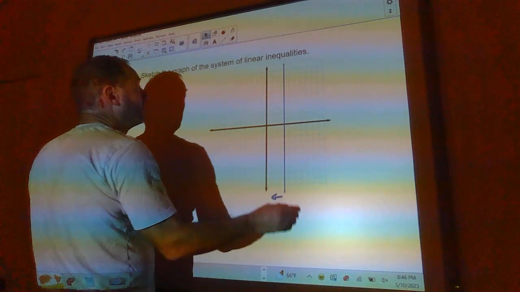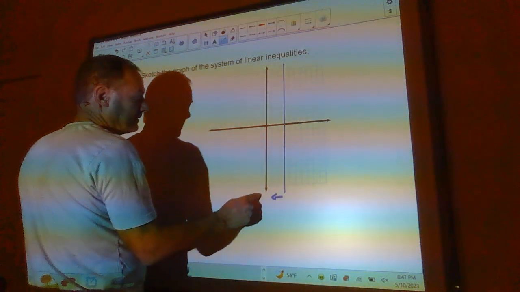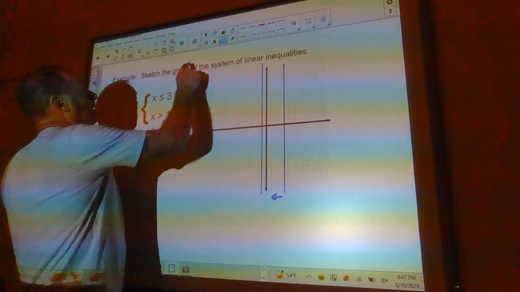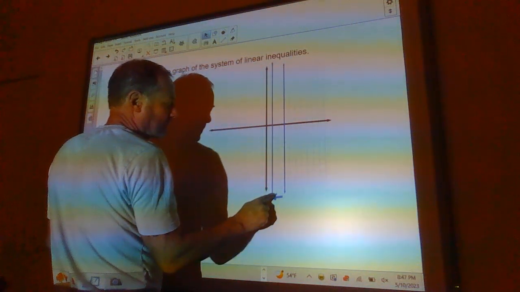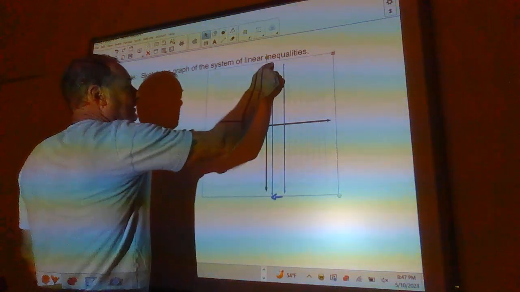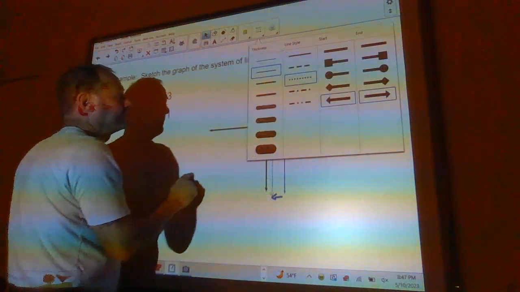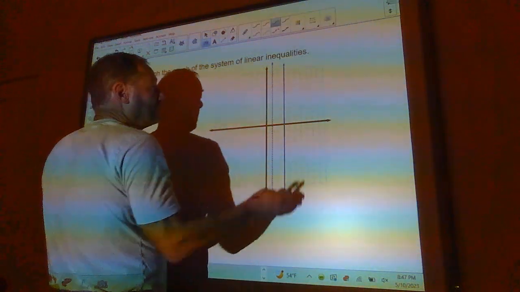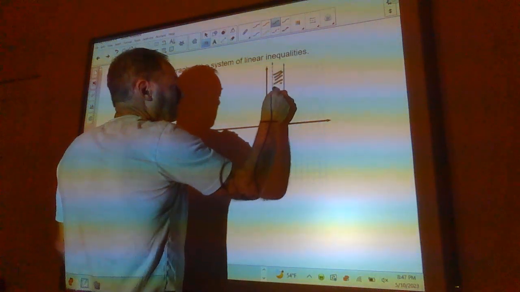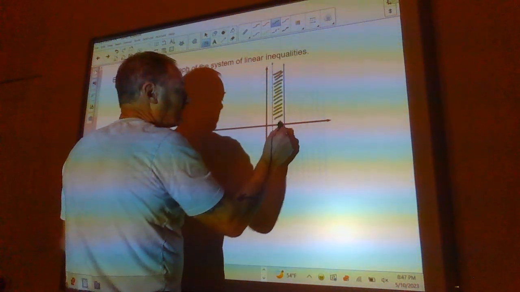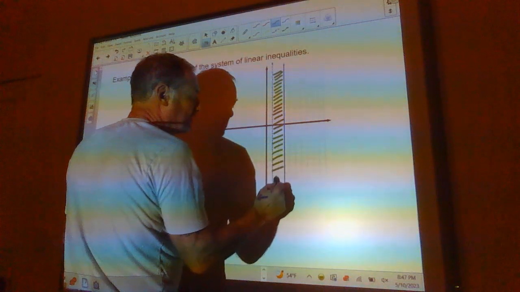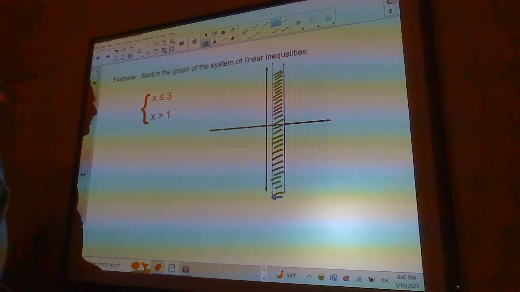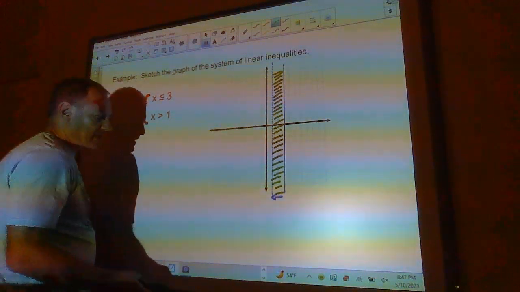x is also going to be greater than 1, so I need another line right here at 1, not negative 1. This one's going to be dotted because it's greater than. The region is going to be greater than 1 but less than or equal to 3, so it's going to be this band right in there. So there's my solution set.